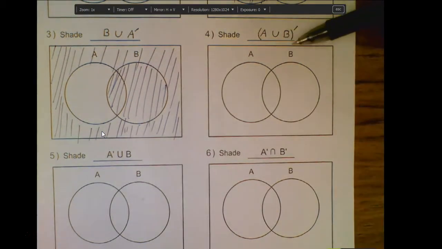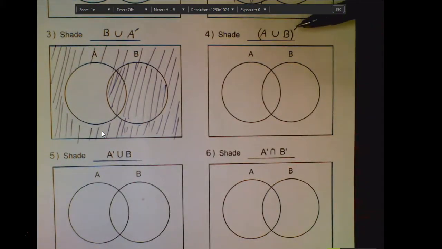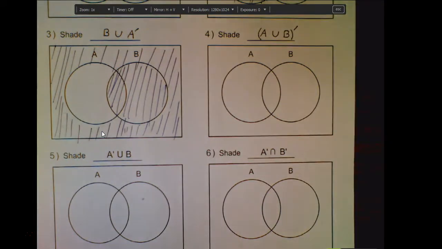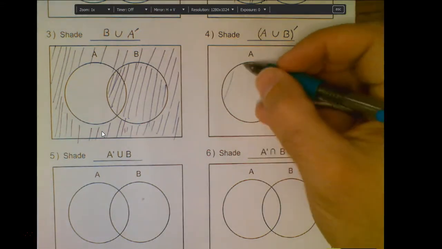Looking over here at number 4, A or B not. So again, if you consider what is in A or B, well, let me lightly shade what would be true there. So this is the stuff that is in A or B.